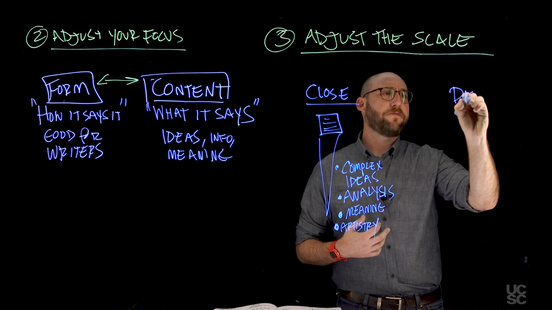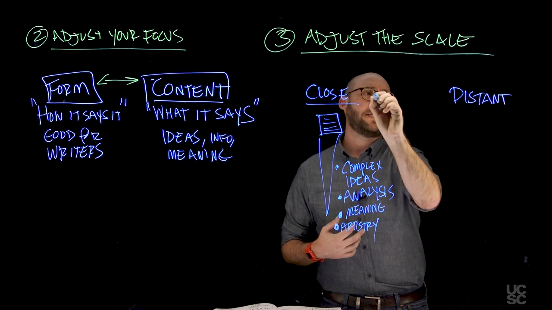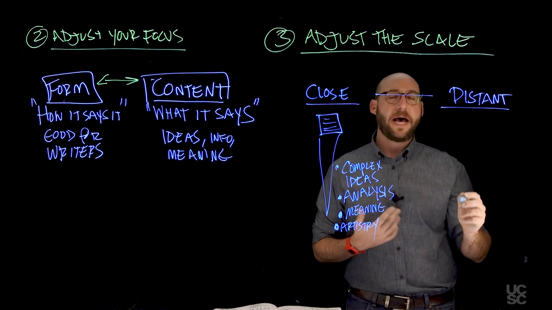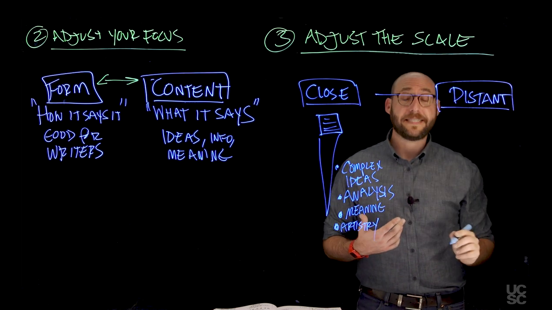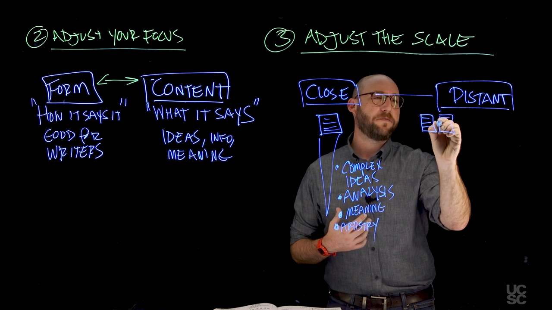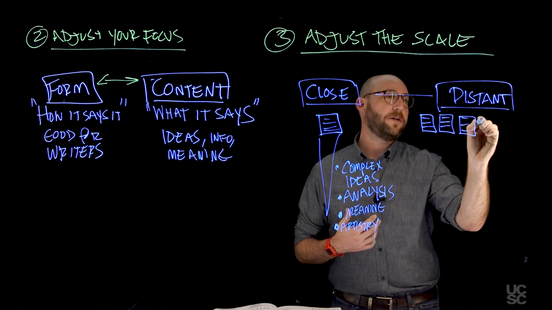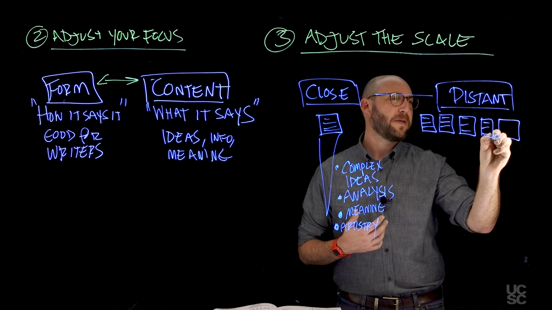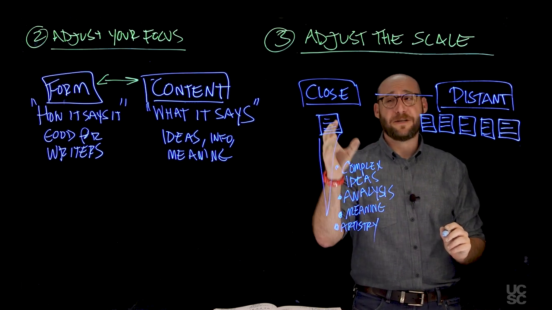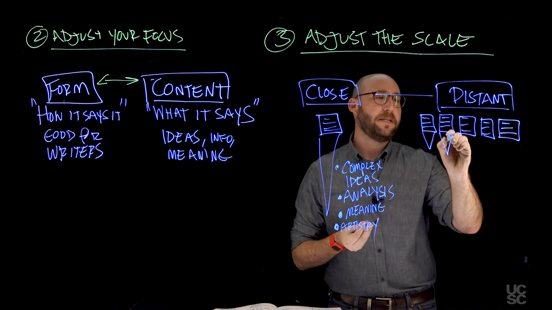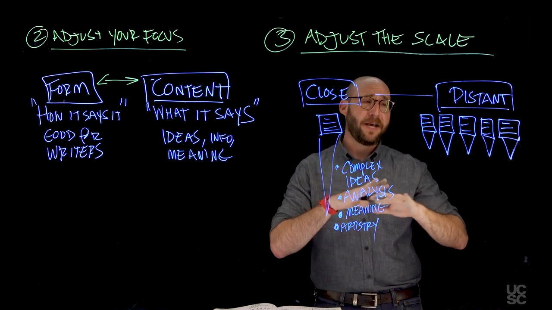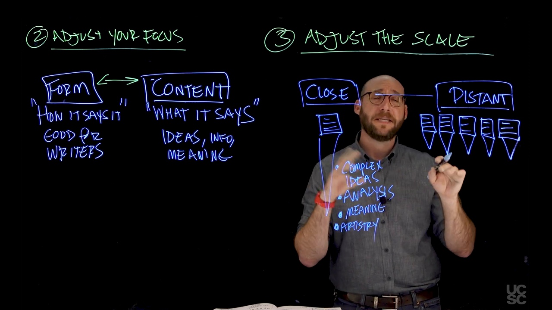So another way of reading, at the opposite side of that, and just like form and content, this is a scale as well, is distant reading. So when we're doing distant reading, we're almost doing the reverse of close reading, and we're going to be looking at many documents. And we're not going to be looking at these documents as intently. We're not going to be spending as much time. We're only really going to spend a little bit of time analyzing each of these documents. And so what that's going to do is allow us to survey a lot of documents by only spending a little bit of time on them.